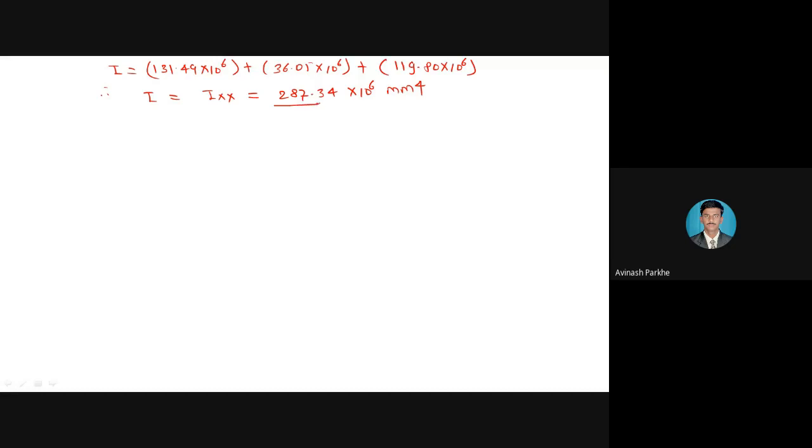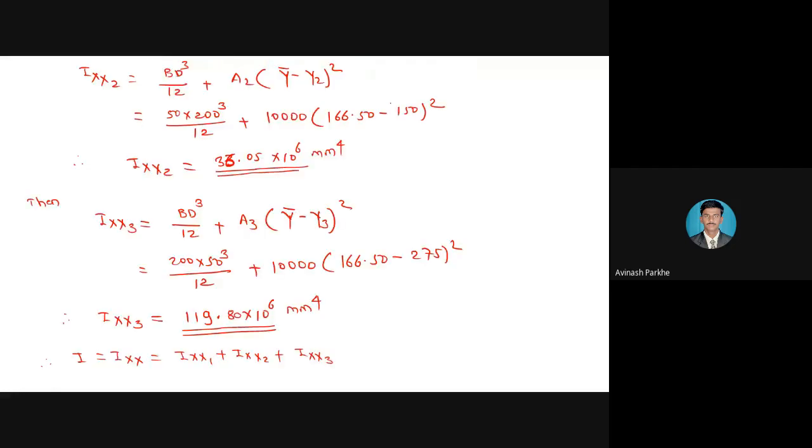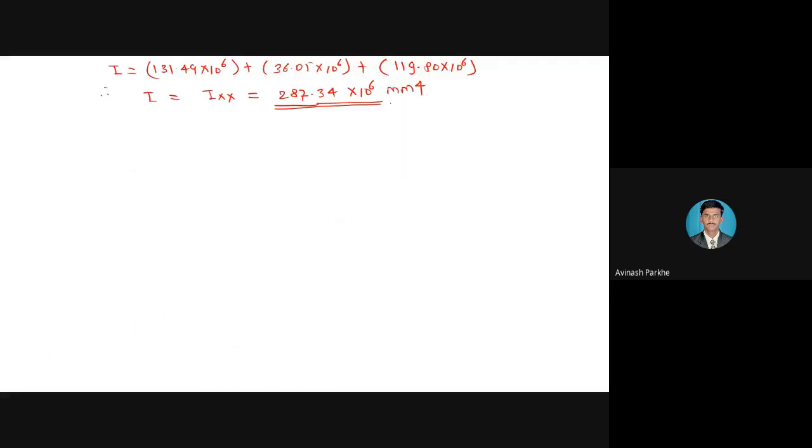Please check your answers, others. 287.34 into 10 raised to 6 mm raised to 4. We calculated Ixx1, Ixx2 and Ixx3, and at the end we make the addition of Ixx1, Ixx2 and Ixx3. Now this represents total I or Ixx. It represents the moment of inertia at the neutral axis. Ixx1 is applicable for section 1, Ixx2 for section 2, and Ixx3 for section 3. But the addition of all represents the moment of inertia at the neutral axis.